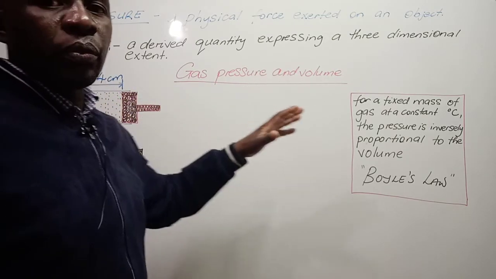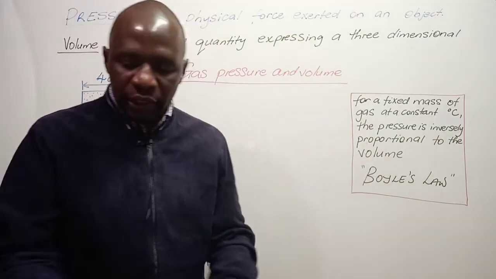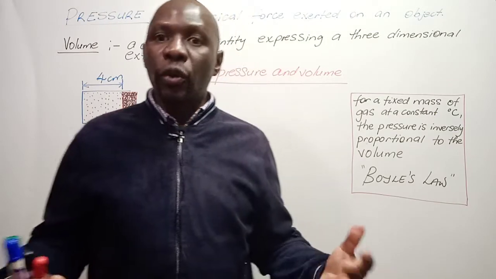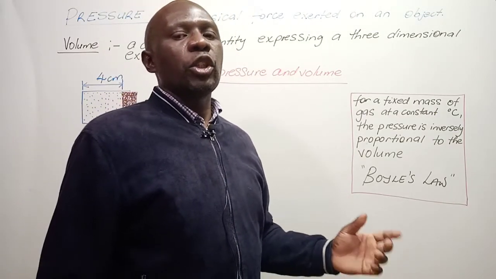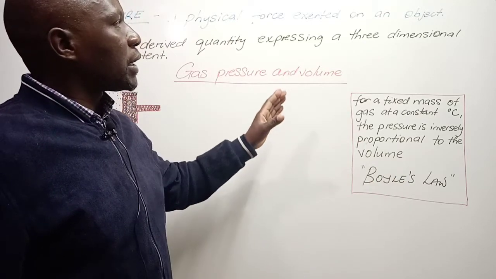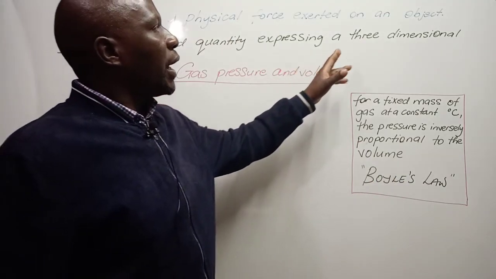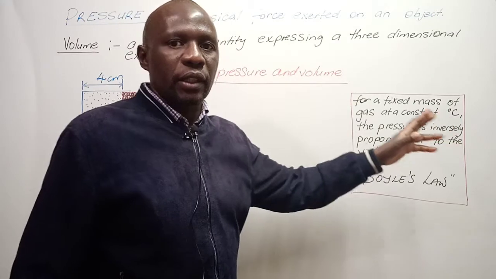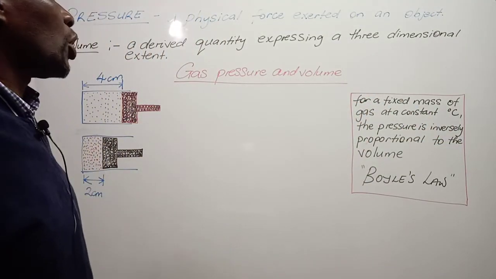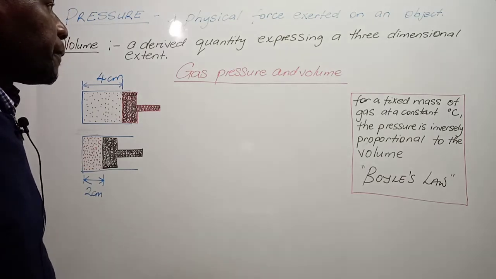Remember, the unit of measurement for volume is cubic centimeters or cubic meters. The cubic part denotes three-dimensional. That is why volume is in cubic centimeters or cubic meters.